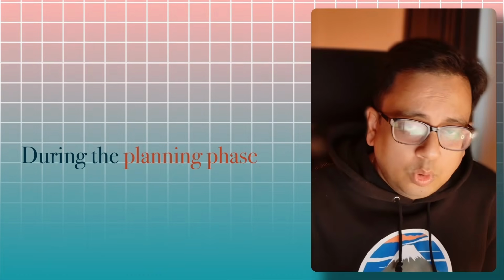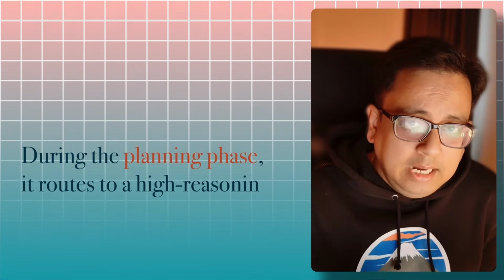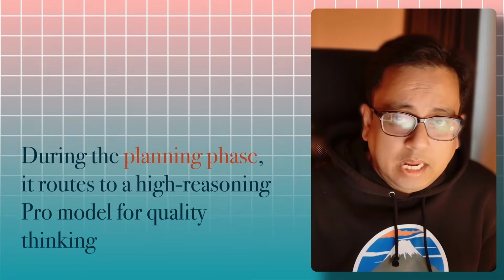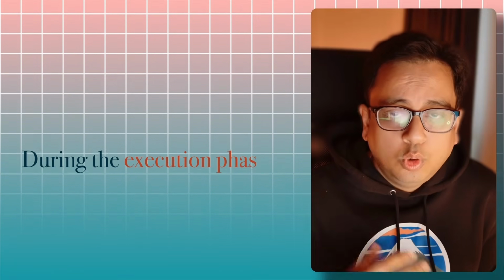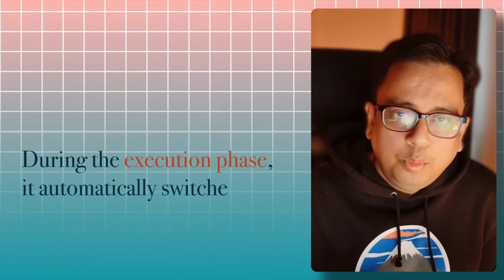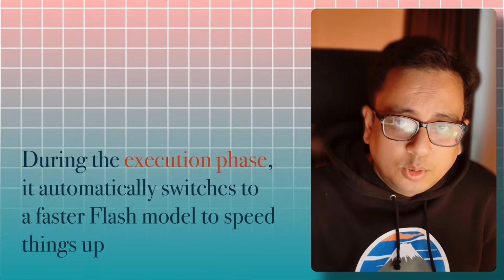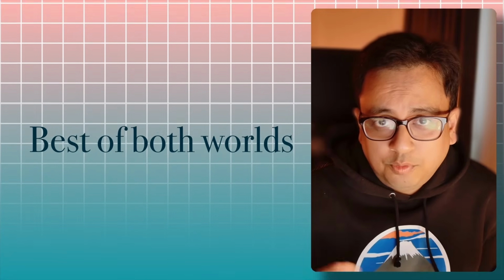And here is a bonus. There is smart automated model routing built in. During planning mode, it will automatically move to the high-reasoning Pro model for quality thinking. And when you approve the plan and it goes to execution mode, it will automatically move to a faster Flash model so that execution can be faster. So basically, best of both worlds.